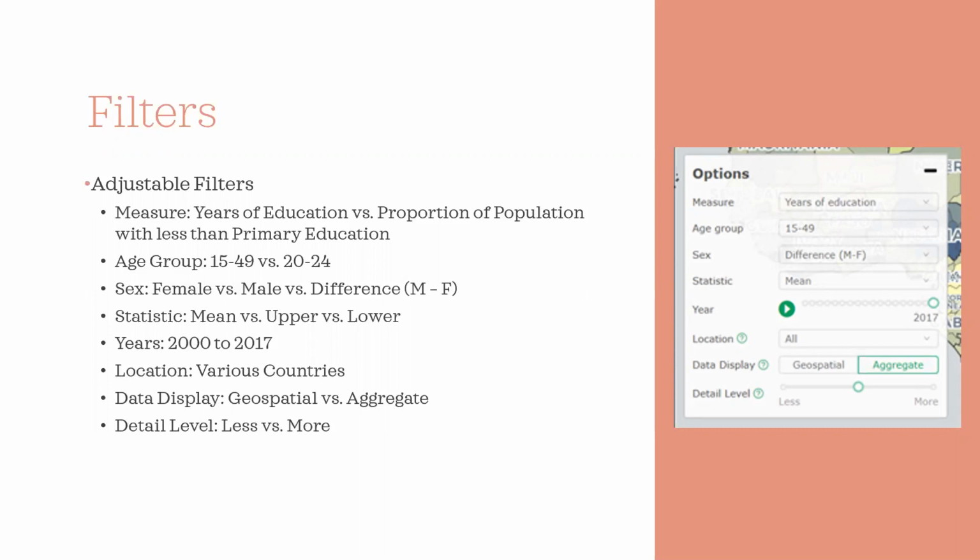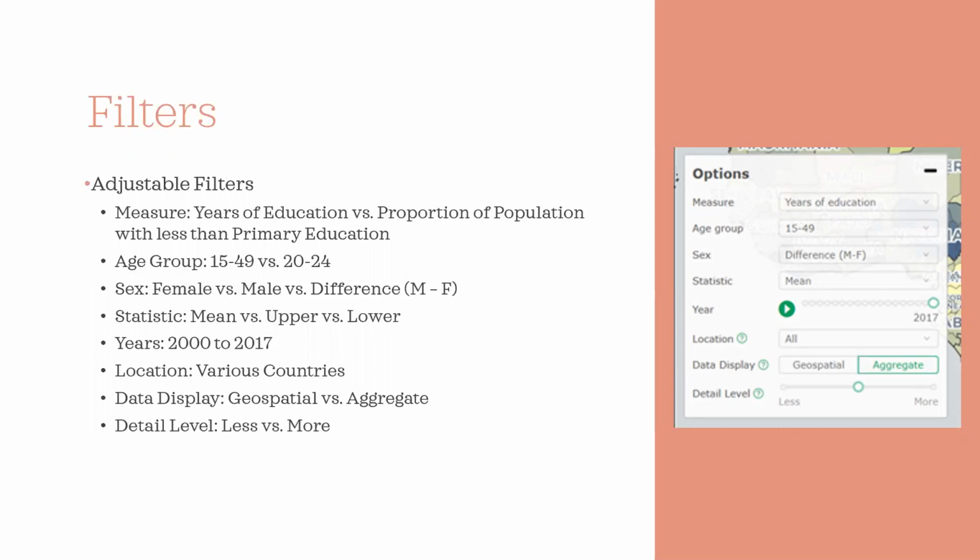You could look at an individual year anywhere between 2000 and 2017. The location, so you could choose an individual country or look at them all. Data display, you could either show geospatial or aggregate. And finally, detail level, so less versus more. So if you look to your right, you can see the filter menu and the options that I chose.